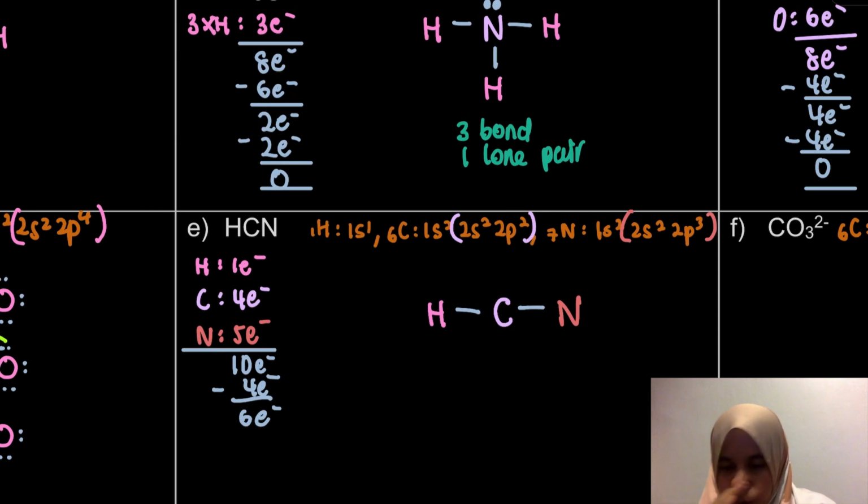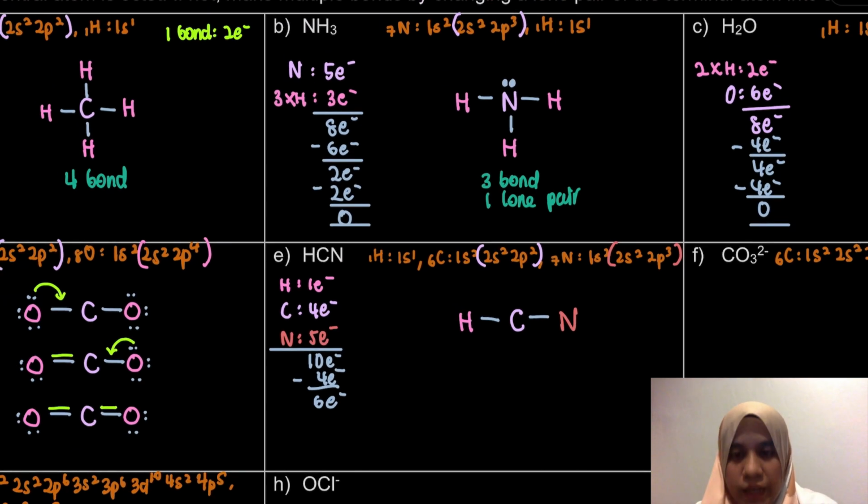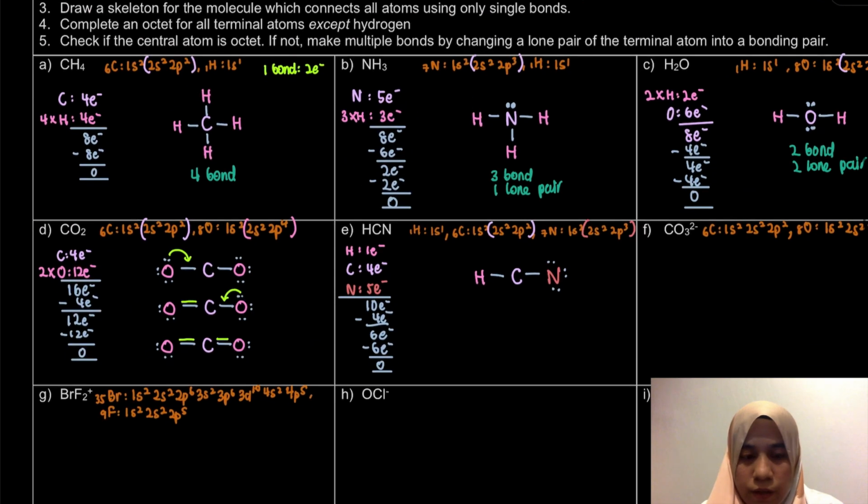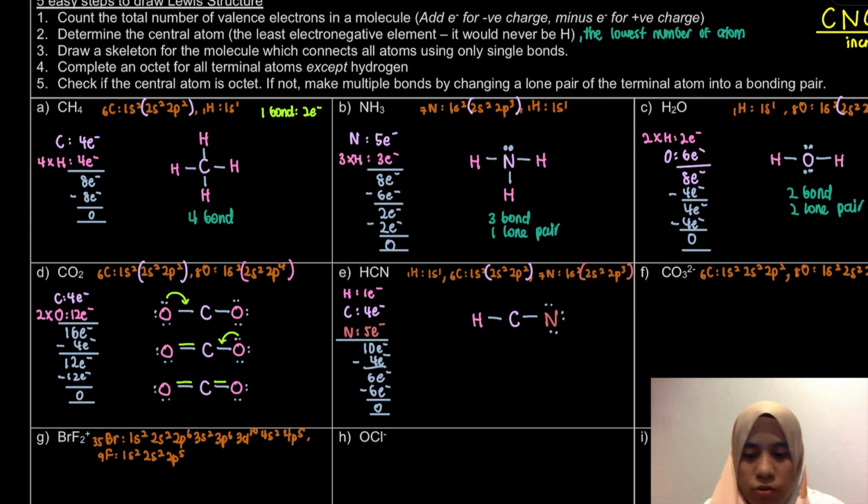Next is that make sure we fill up the octet for the terminal atom first. So, hydrogen memang duplet. So, when it's duplet, we don't have to add anything. Next is our nitrogen. So, nitrogen there's only 2. So, it needs 6 more. 1, 2, 3, 4, 5, 6. So, dekat sini minus dah 6 electron. So, jadi 0.